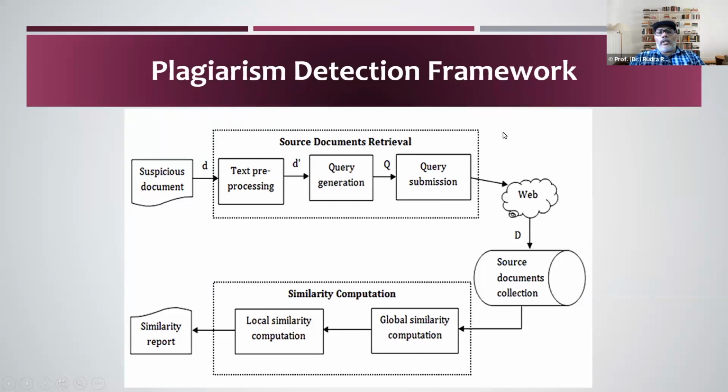Consider this part as one part, one box, one process, but in this process there are three sub-processes: first the text pre-processing, another the query generation, another the query submission. These arrows are unidirectional, going in one direction from left to right, to what is known as source documents retrieval. The source has received the document and done this part, and now it is uploading to the web.